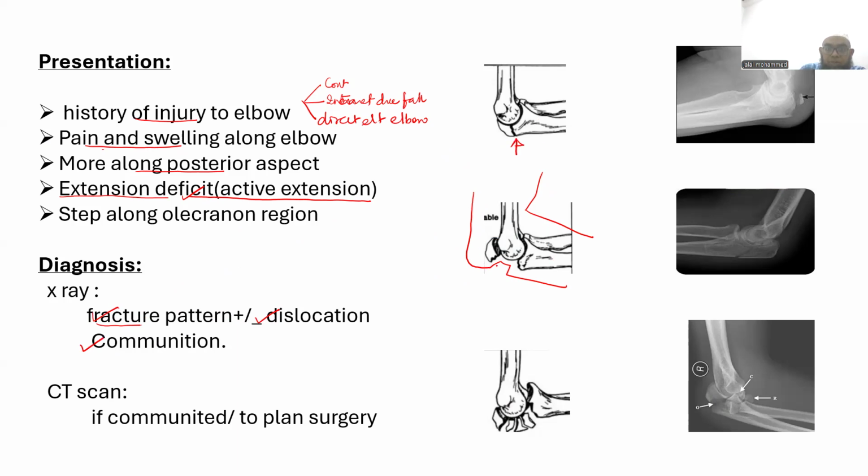Here, there is no comminution, but the fracture has displaced due to the contraction of the triceps muscle. And there is a step on clinical examination here. And the third one is the multiple fragment, comminuted fracture. So this is how the X-ray picture is.